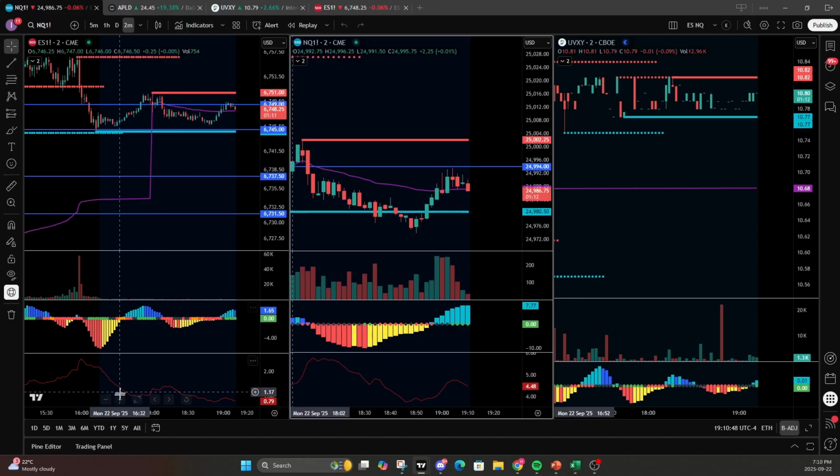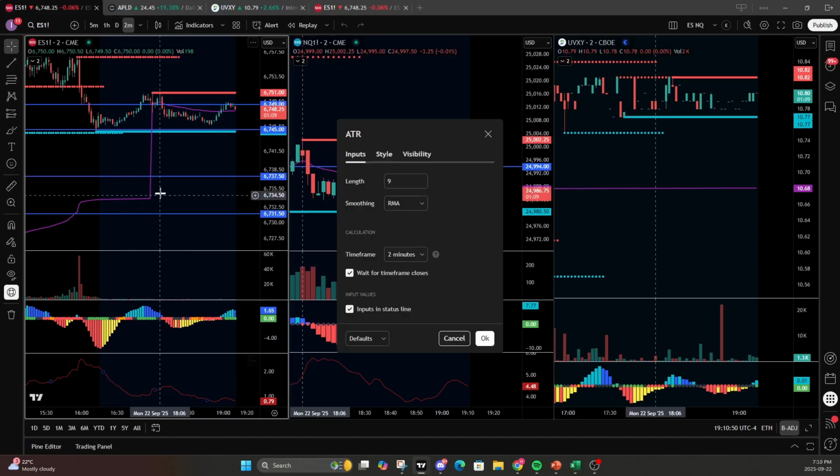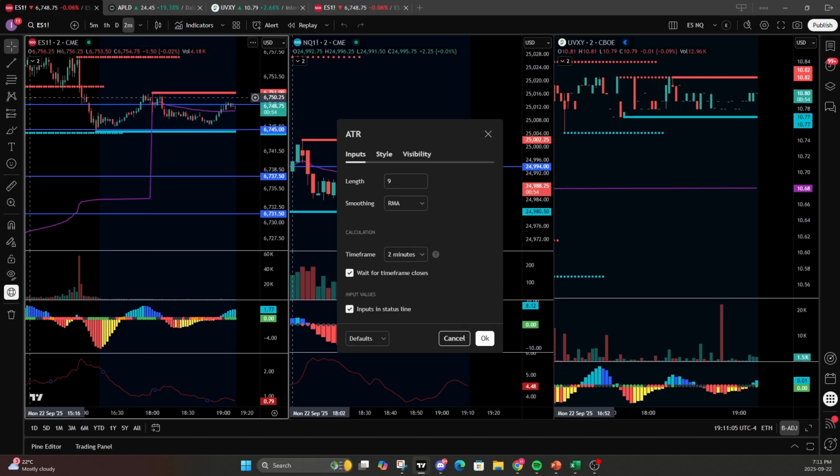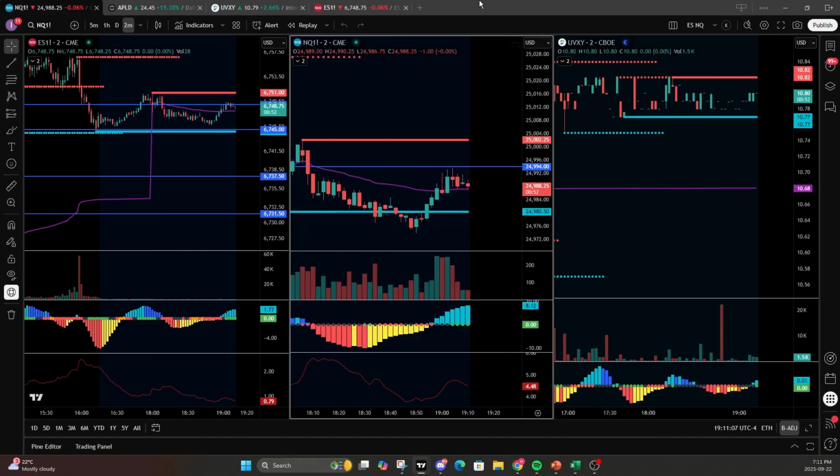I'll quickly show you my settings. I use it on the 2-minute time frame. I set the length to 9 and leave the smoothing on the default RMA. I just change the length from 14 to 9 and change the time frame to 2 minutes. These are the settings I use for my day trading when I trade ES futures as well as the NASDAQ futures.